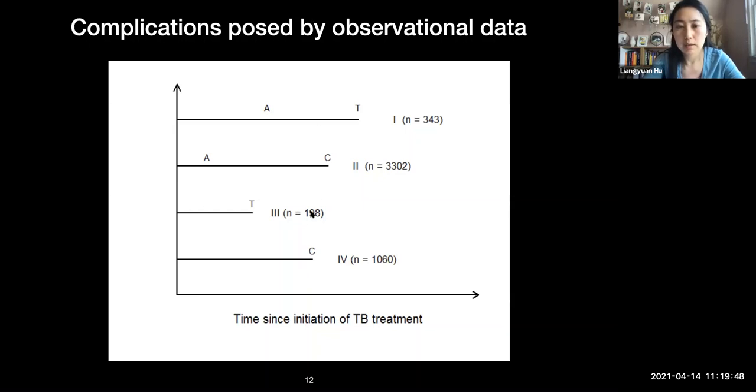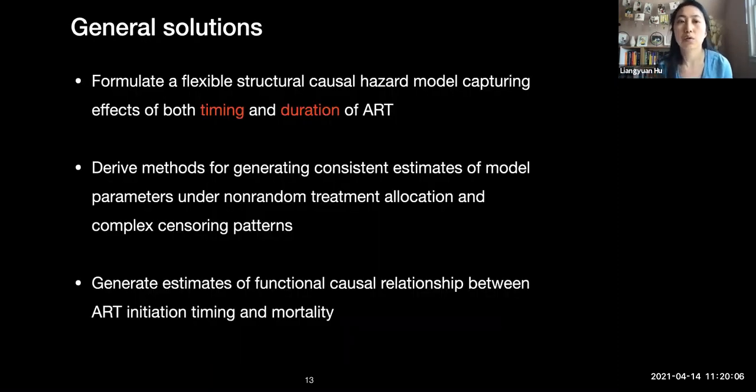So this is really incomplete information. And how do we properly use this incomplete information to draw valid causal effects of A on T? That's something we wanted to do for the project. Okay, so our general solutions are to first formulate a flexible structural causal hazard model that can capture both the effects of timing and duration of the treatment. And then we can derive methods to generate consistent estimates of the model parameters under non-random treatment allocation and the 4 censoring patterns we observed in the data.